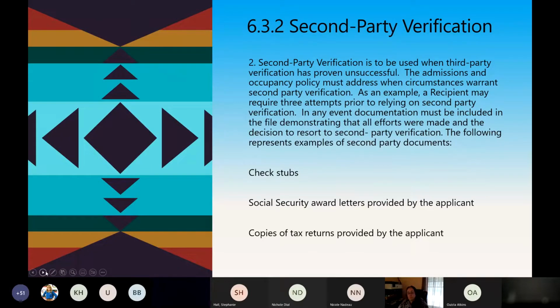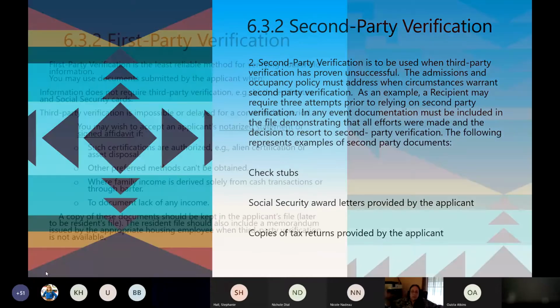Your policy has to address when circumstances can warrant second party verification. You can require three attempts prior to accepting second party. In that event, documentation must be included in the file that all efforts were made and the decision to resort to second party verification took place. The following represents examples of second party documents: check stubs, Social Security award letters, and copies of tax returns provided by the applicant. In my mind, I never saw a problem with a legitimate check stub or a Social Security letter. But that's the rule.